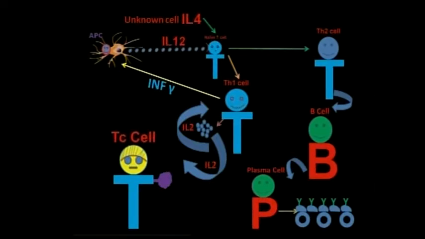body. So these are the processes: interleukin 4, Th2 helper cell, as well as B cell and plasma cell, and production of antibodies. This mechanism or process is known as humoral immunity. Okay, first we will see what humoral immunity is. So this is a pathogen.